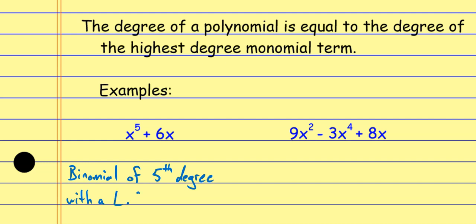a leading coefficient, which I'll abbreviate as LC, of, and the leading coefficient, leading means out front, and the coefficient is always the thing in front of a variable. So the leading coefficient is right here. It's the 1. It's the coefficient that's kind of paired up with our x to the 5th power here. Okay, so it's a binomial of the 5th degree with a leading coefficient of 1.